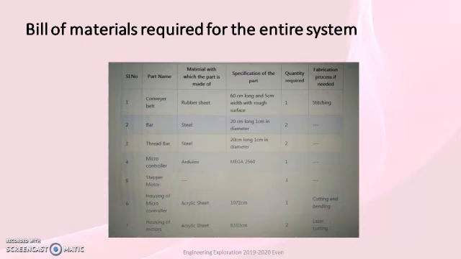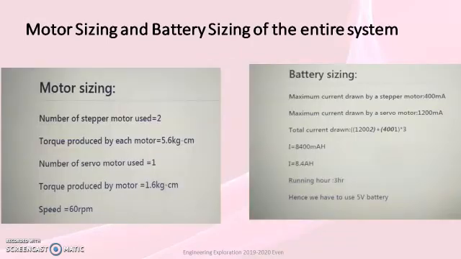Bill of materials required for the entire system: conveyor belt made up of rubber sheets, steel bars, threaded steel bars, microcontroller like Arduino Mega 2560, stepper motor, housing of microcontroller and housing of motors made of acrylic sheet. Next, motor sizing and battery sizing of the entire system.